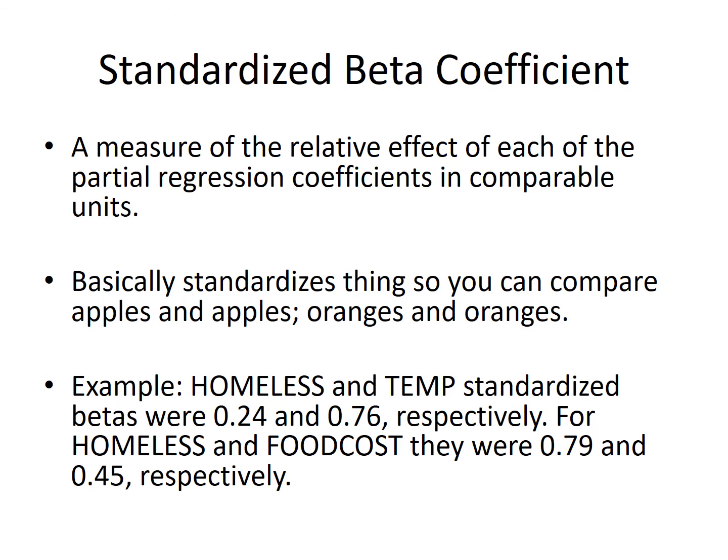So if the homeless and temperature standardized betas were 0.24 and 0.76 respectively, and homeless and food costs were 0.79 and 0.45 respectively. So in the first example, temperature is the most important variable in this model, and in the second model, right, where we have homeless and food costs, homelessness is the most important because it's 0.79.